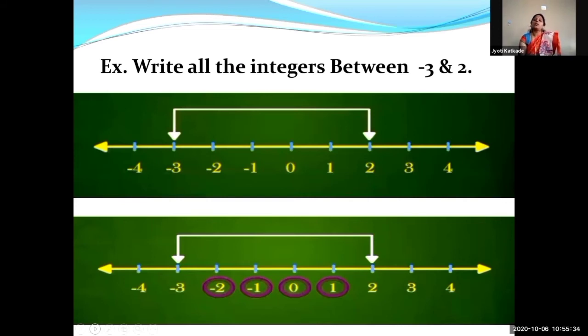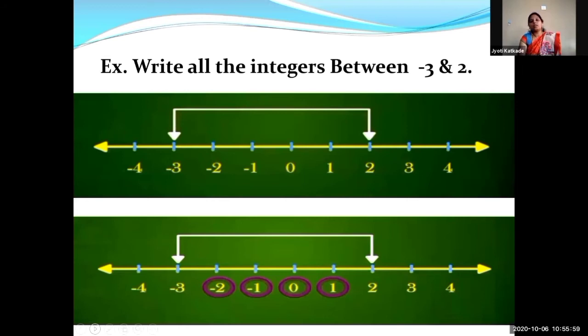See below the number line, the numbers are circled there. That is -2, -1, 0 and 1. These numbers are in between integers, that is -3 and 2. Which are the numbers? -2, -1, 0 and 1.